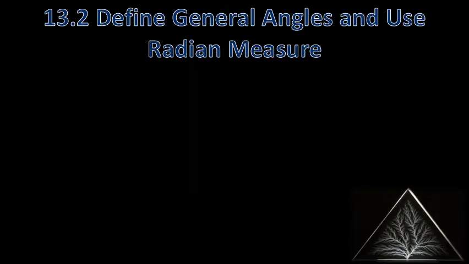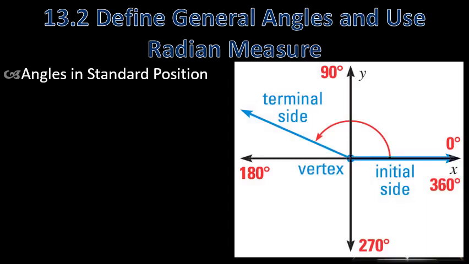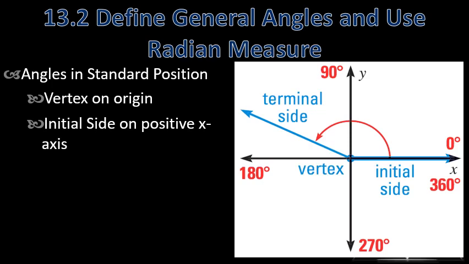Lesson 13.2, define general angles and use radian measure. Another way to think of angles besides with triangles is circular. If we have an angle in standard position, that means its vertex is on the origin, as in the picture. The initial side is on the positive x-axis, and it rotates counterclockwise until we hit the terminal side.